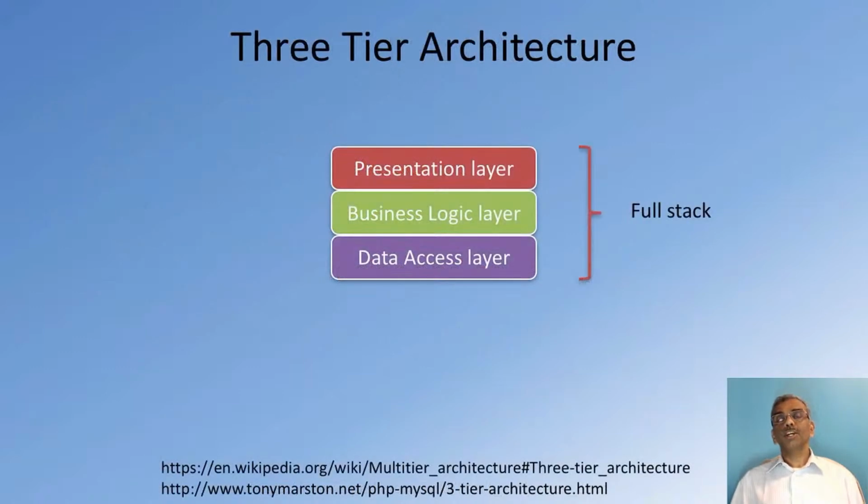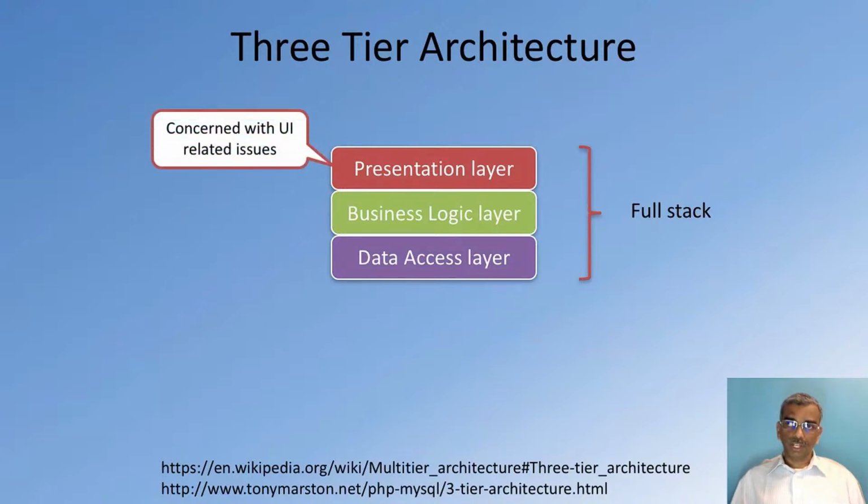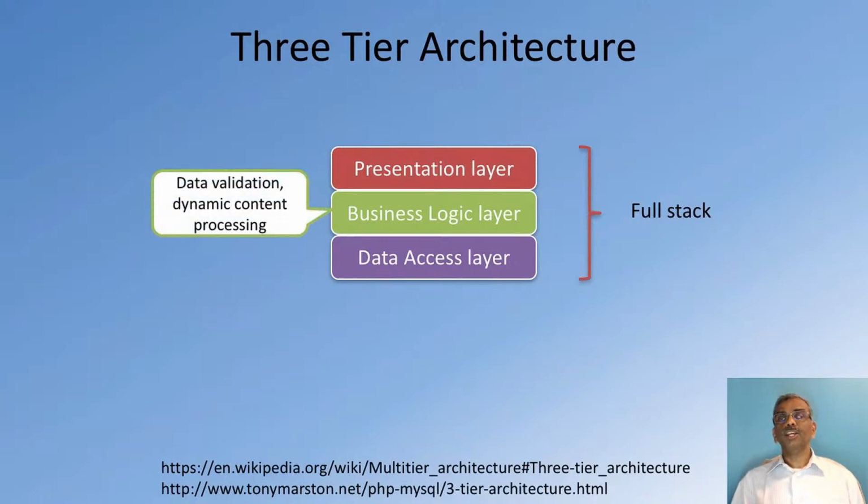We often hear people talking about the 3-tier architecture for web development. In this approach, the entire web application is organized into 3 different layers. The presentation layer, which is concerned with delivering the information to the user. So this is usually the UI-related concerns that are dealt with at the presentation layer. The business logic layer, on the other hand, is concerned more about the data validation, the dynamic content processing, and generating the content to be delivered to the user.